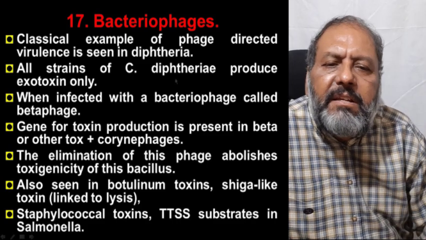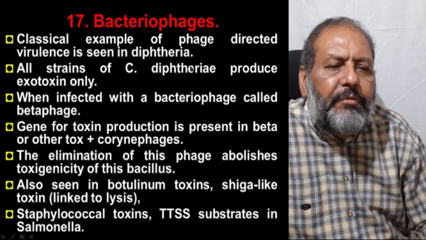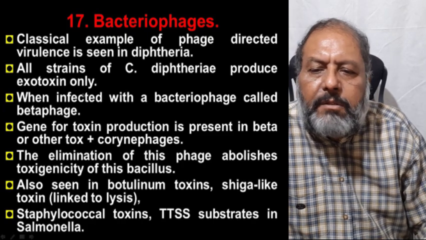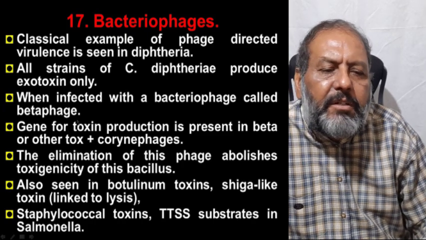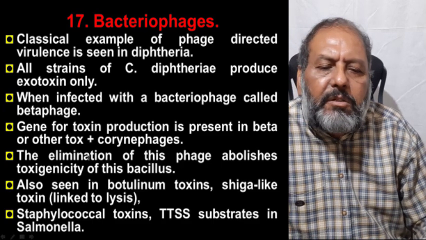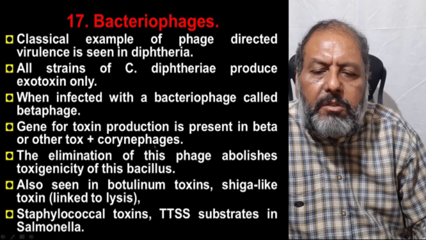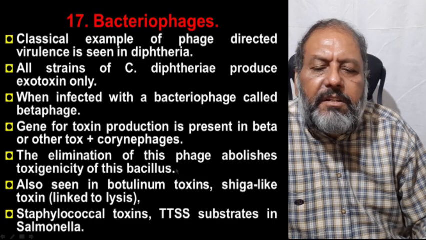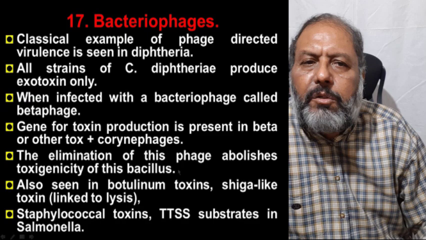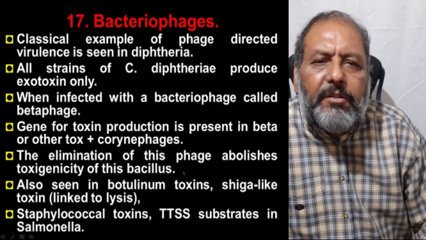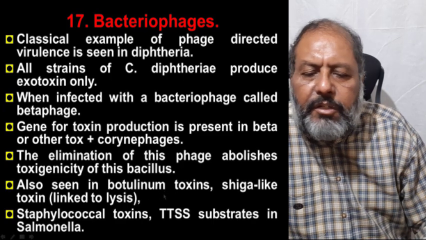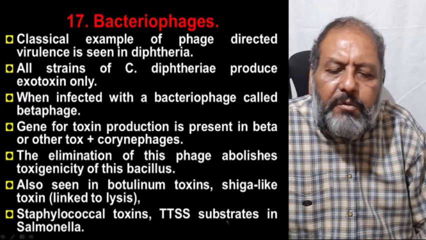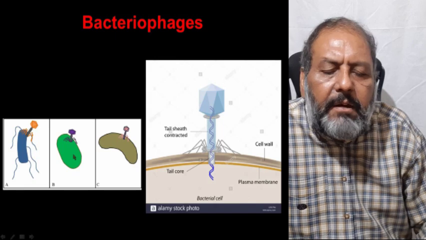Now, 17 is bacteriophages. A classical example of phage-directed virulence is seen in diphtheria. All strains of Corynebacterium diphtheriae produce exotoxin only when infected with a bacteriophage called beta-phage; the genes for the toxin production are present in the beta or other tox-positive corynephage. The elimination of this phage abolishes toxigenicity of this bacillus, so the bacillus becomes toxic only when it is infected by the bacteriophage to make it virulent. Also seen in botulinum toxins, Shiga-like toxin, toxins linked to lysis, staphylococcus toxin, and TTSS substrate in Salmonella.